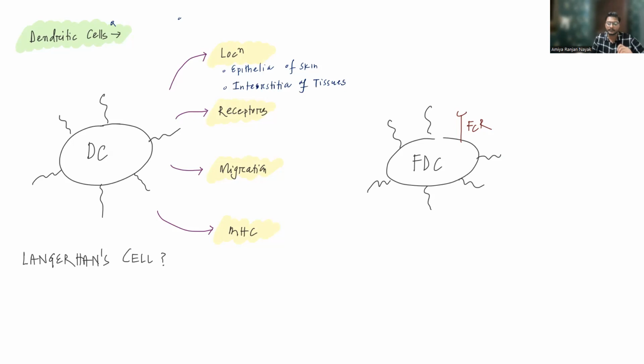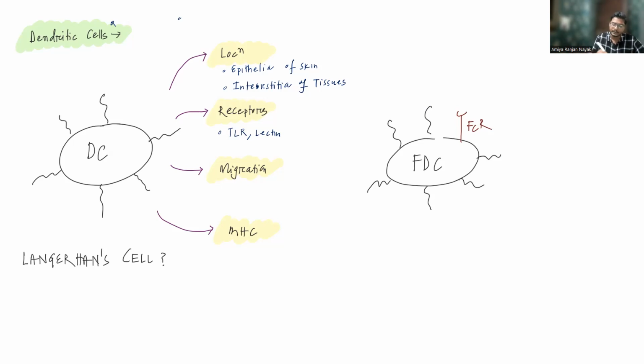The second thing is receptor. Actually, these dendritic cells will have various types of receptors, like toll-like receptors or the lectin receptors, which can identify various products or various components of the infectious pathogens or the antigens. Okay, so they will have various receptors which can identify the microbes or the foreign antigens.